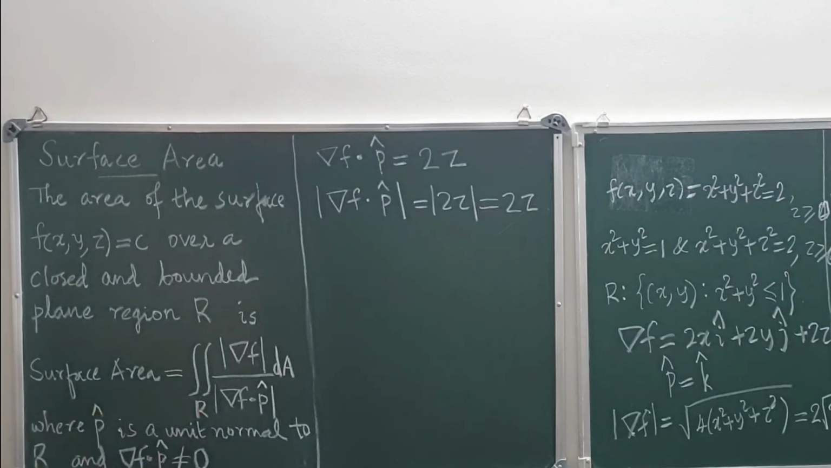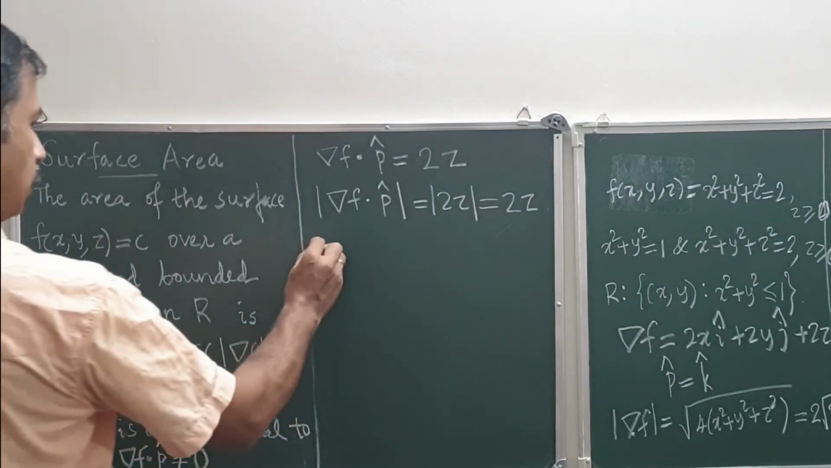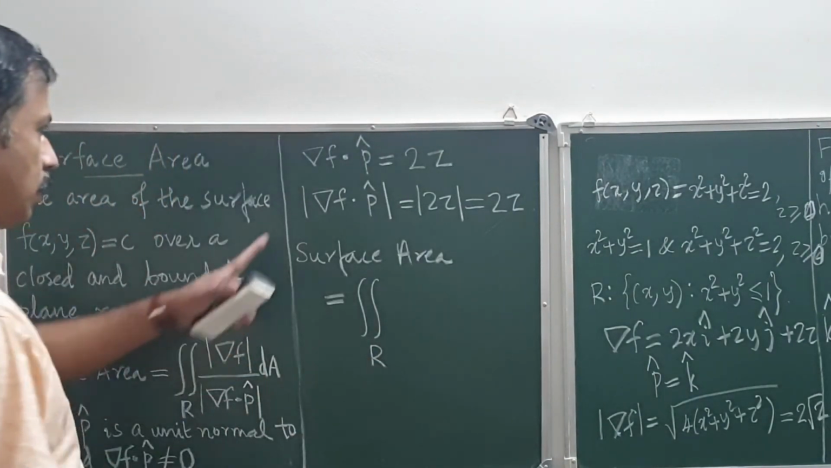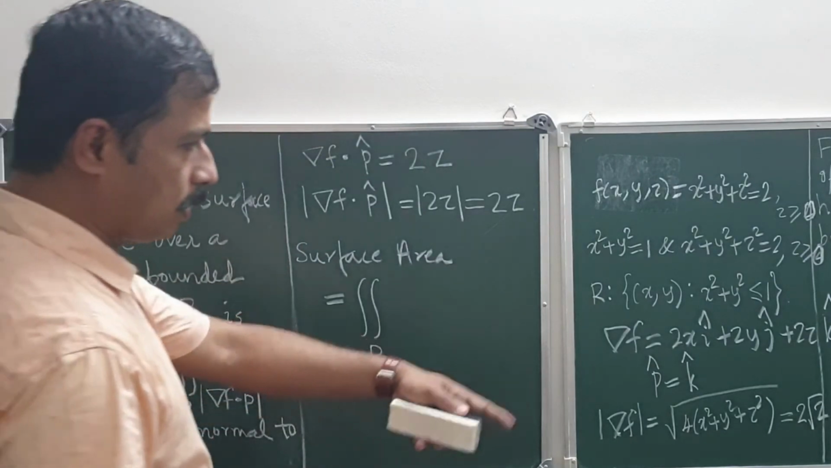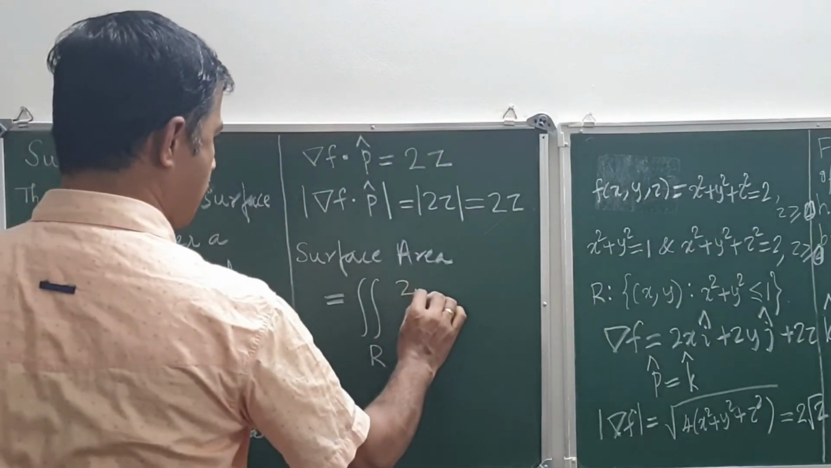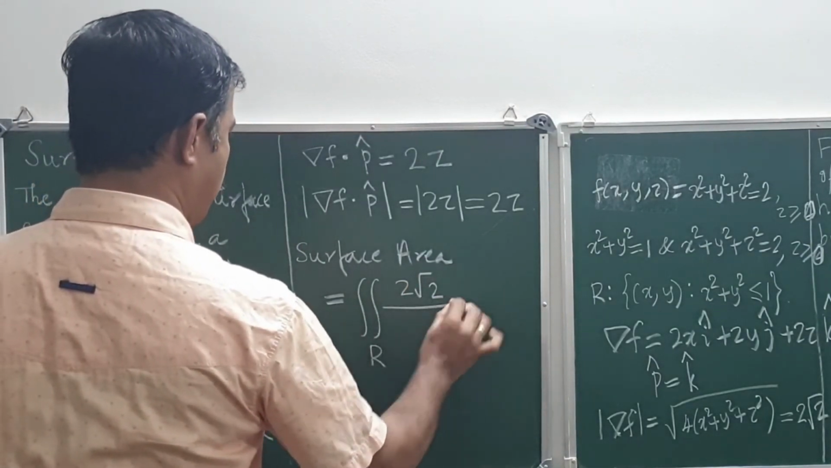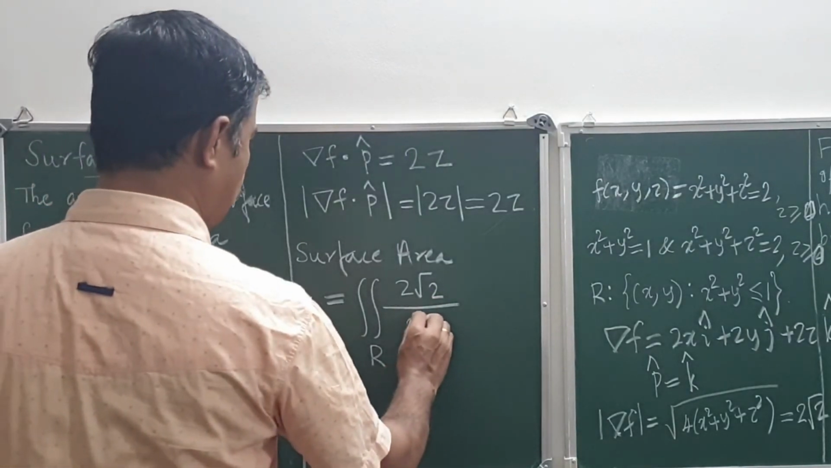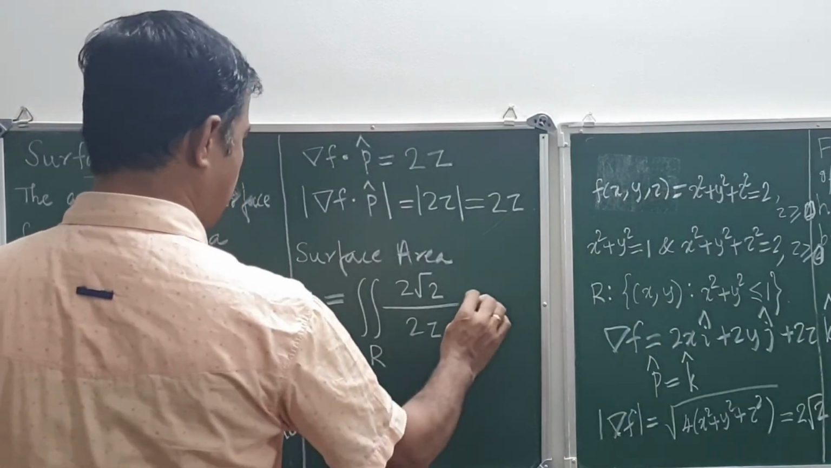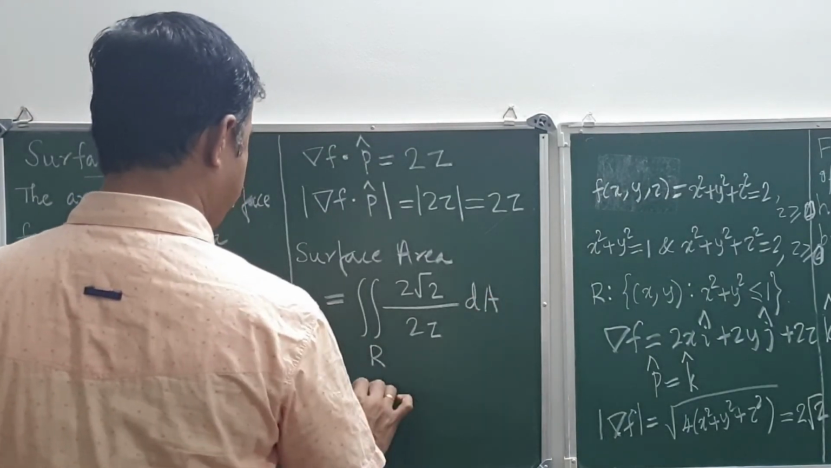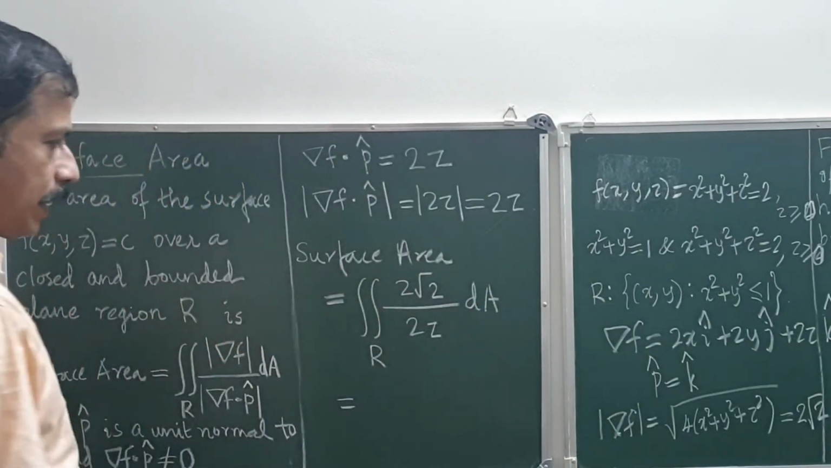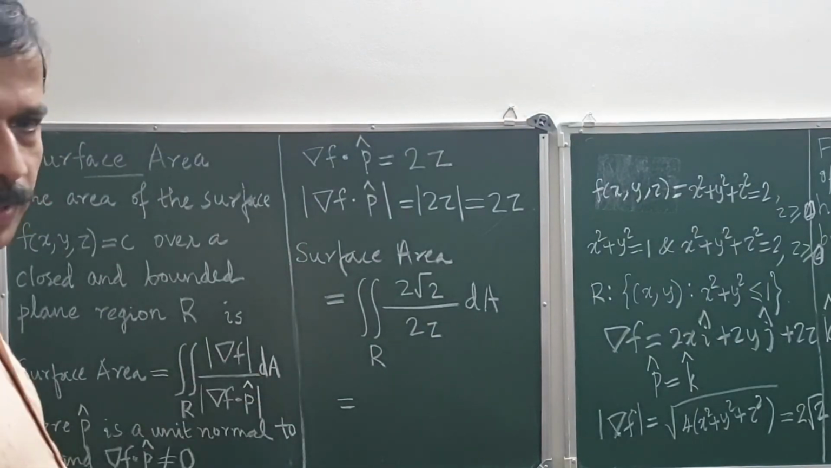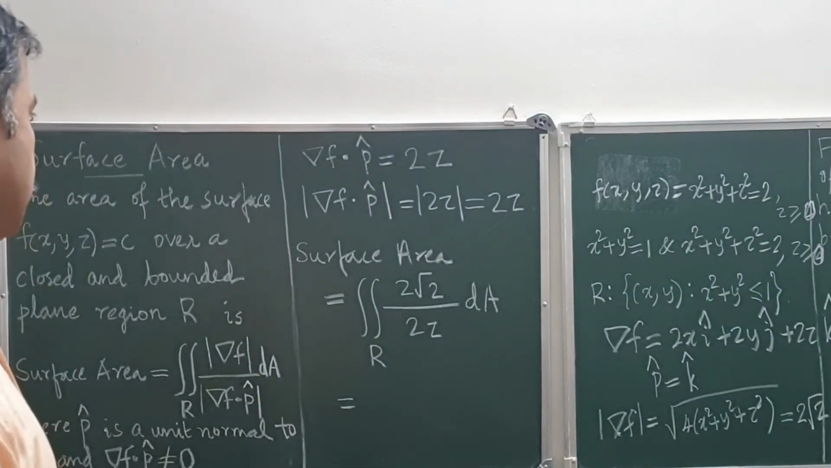Now we use this formula. So surface area is equal to double integral over R. What is magnitude of grad f? That is 2 root 2, by magnitude of grad f dot p, that is 2z, dA. So the 2 and 2 will get cancelled. Root 2 can be taken outside. What is 1 by z?